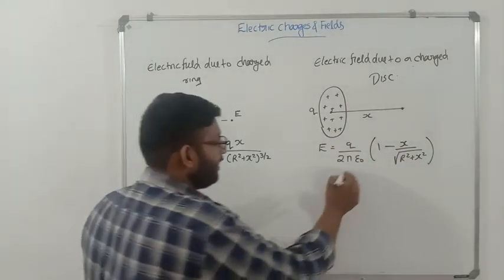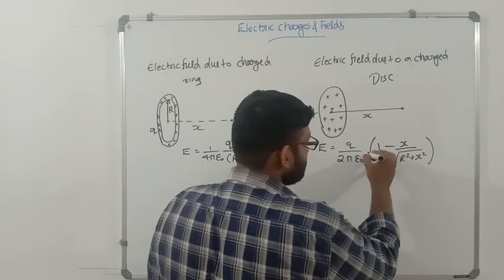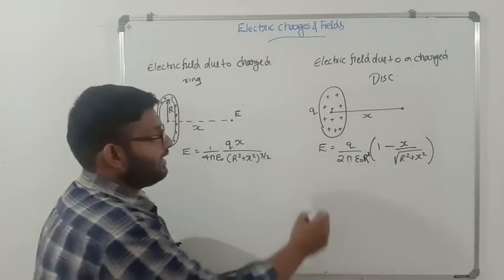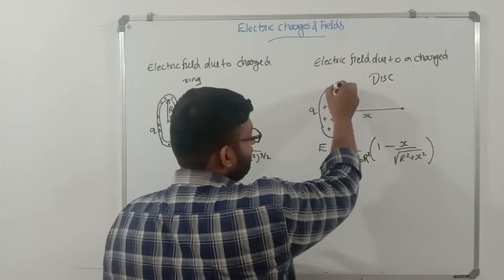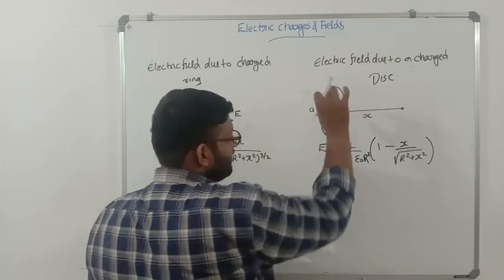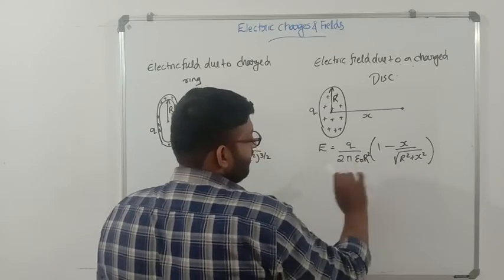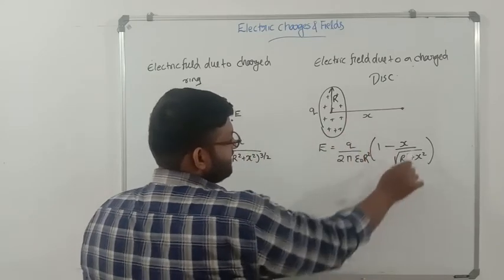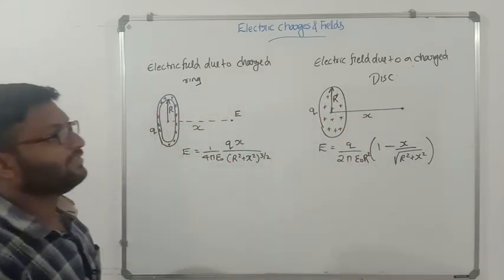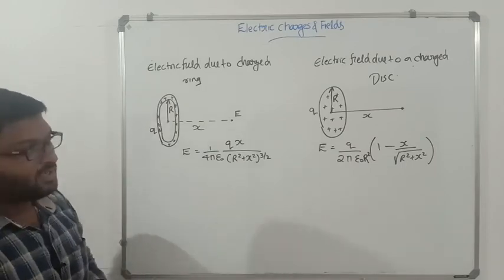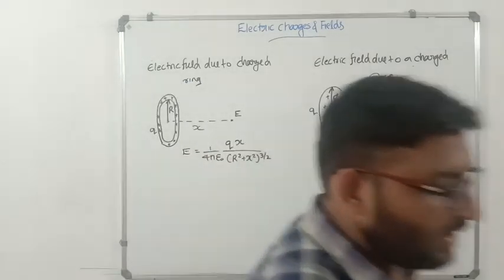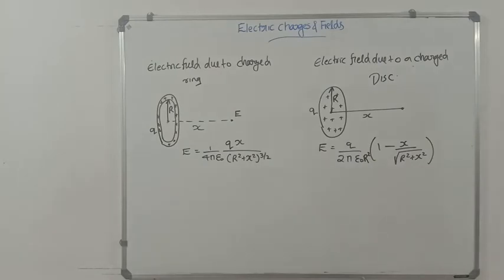Sorry, I forgot to put r square here. There is an r square, where r is the radius. Okay, don't forget, this is the radius of the disc and the distance where electric field is found. If you know these three data, substitute over here, you will find electric field due to a charged disc. Guys, this is very important. Please note it down.